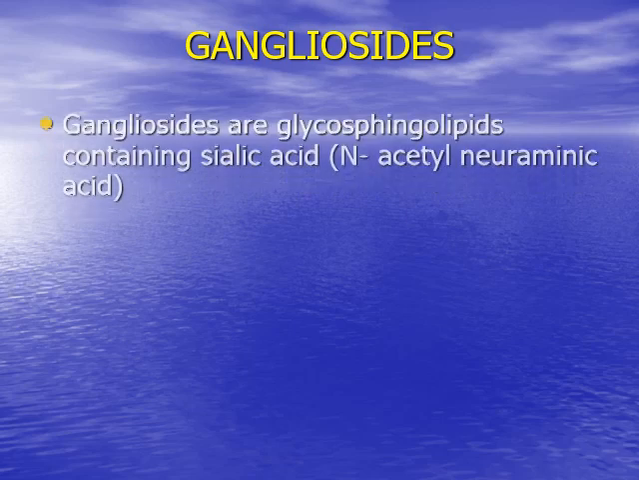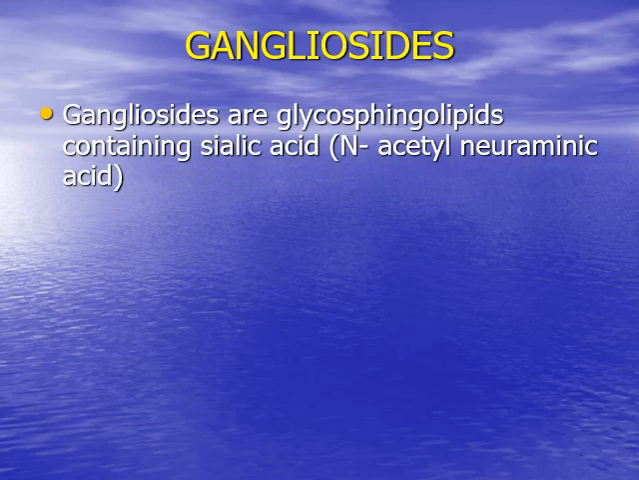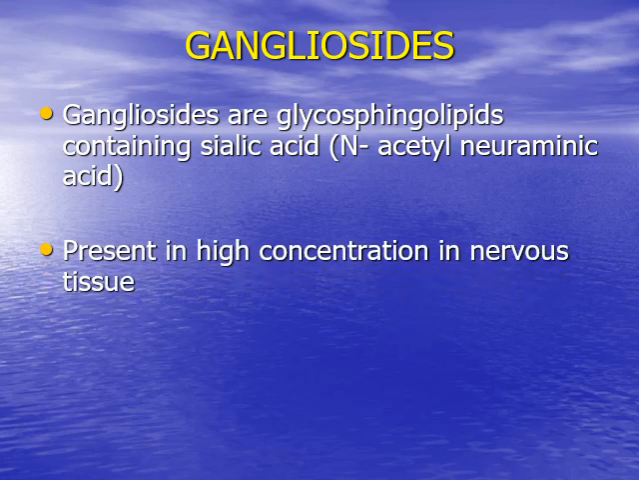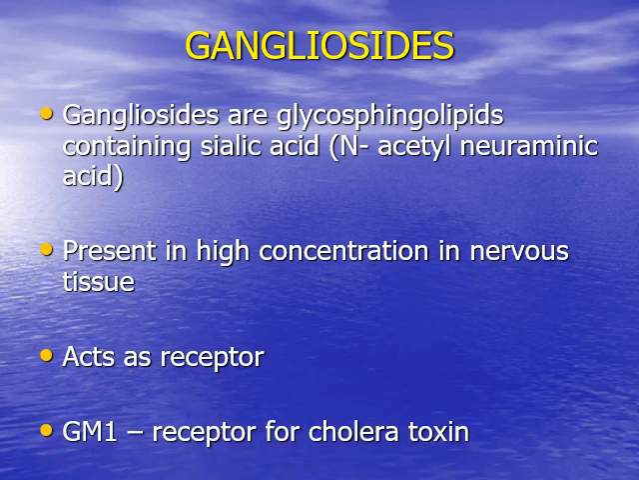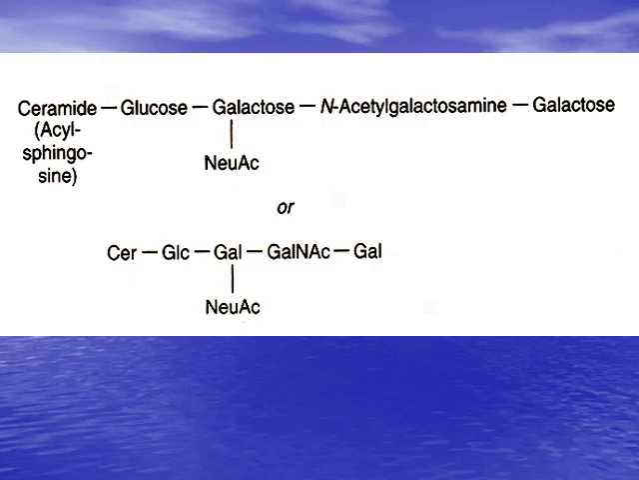Gangliosides. Gangliosides are glycosphingolipids containing sialic acid or N-acetyl-neuraminic acid. They are present in high concentration in nervous tissue. They act as receptors. For example, GM1 receptor is a receptor for cholera toxin. This is the structure of a ganglioside, where the components are ceramide and a complex oligosaccharide chain containing glucose, galactose, N-acetyl-galactosamine, galactose, and N-acetyl-neuraminic acid or sialic acid.